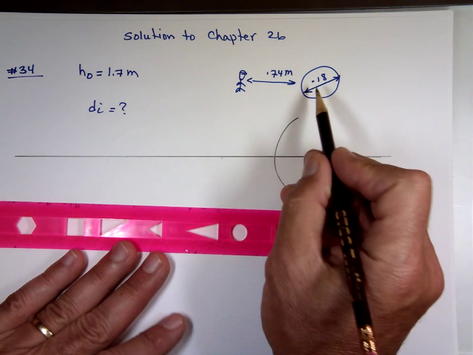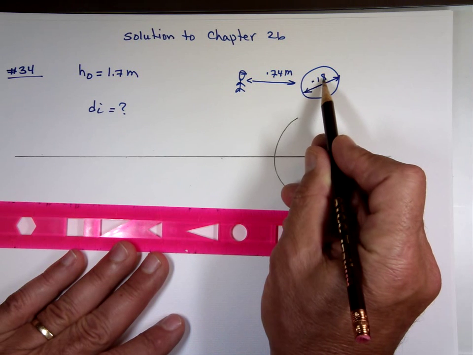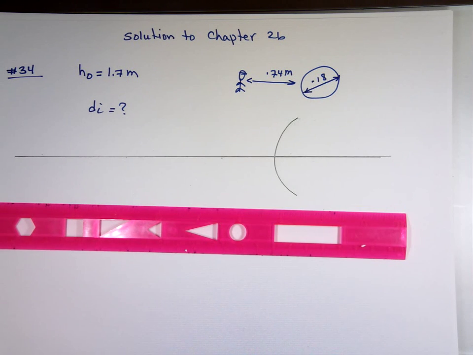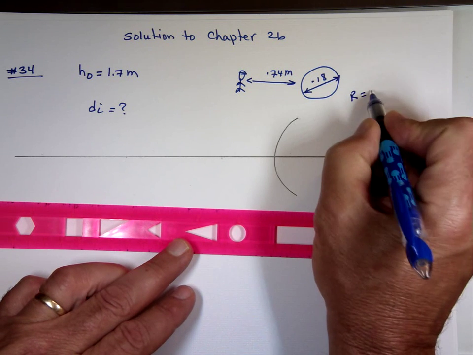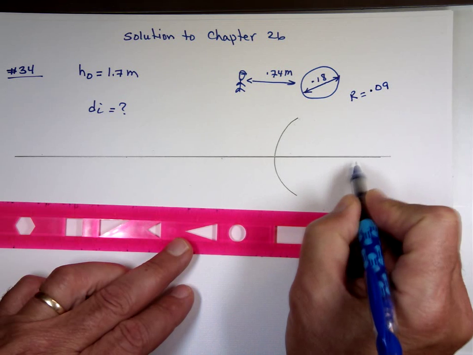Now notice the diameter is 0.18. The radius is going to be what? Isn't that half of that? 0.09.